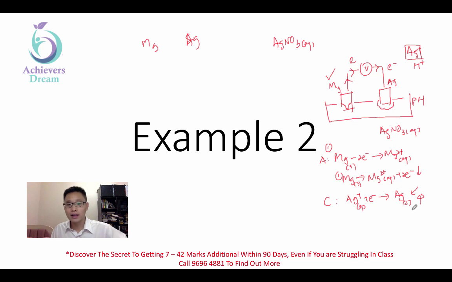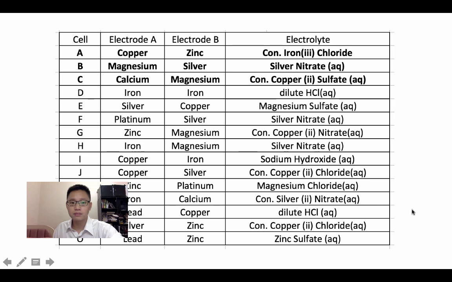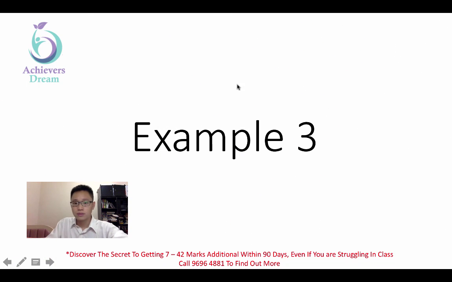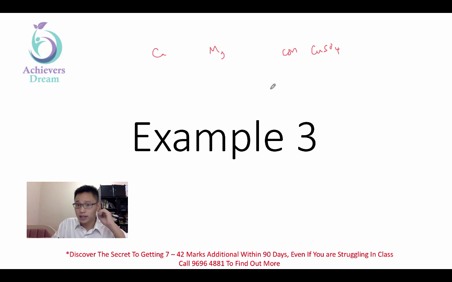Alright, let me go to the third example. For the third example, I'm going to use calcium, magnesium, and concentrated copper(II) sulfate. Let me show it to you. Calcium, magnesium, concentrated CuSO4. Okay, so quickly let's draw it again.